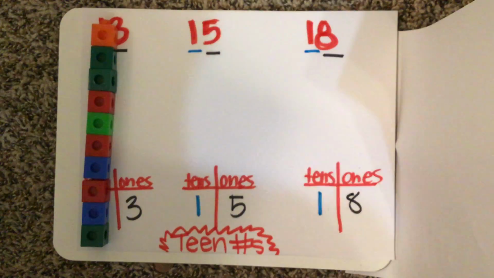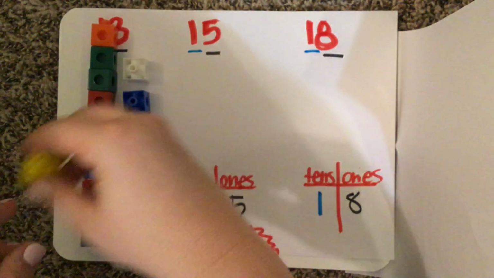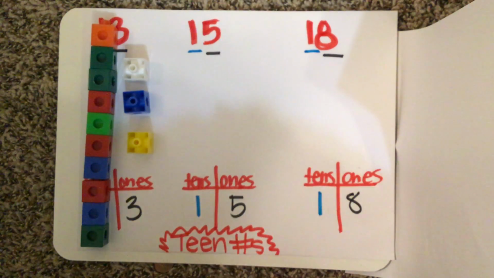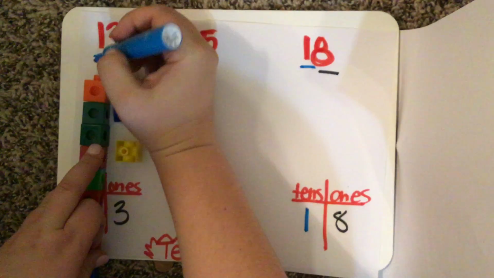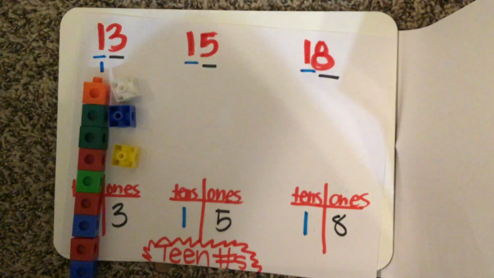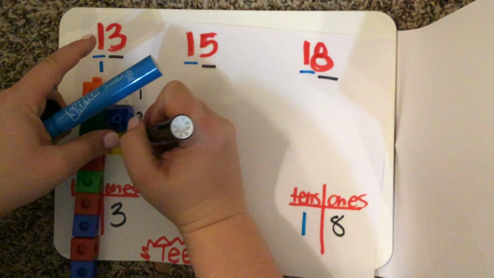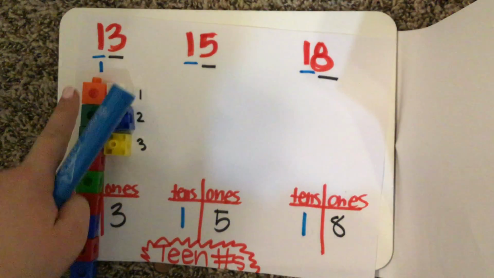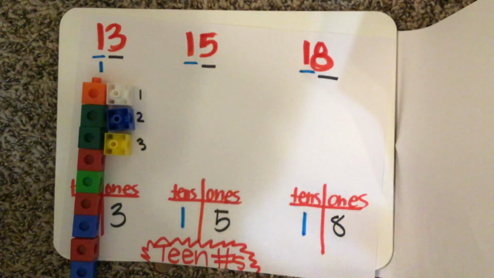How many more do we need to get to 13? We need 11, 12, 13. So we have 1 10, and then we have 1, 2, 3 ones. So we have 10, 11, 12, 13. So we've made our number 13.